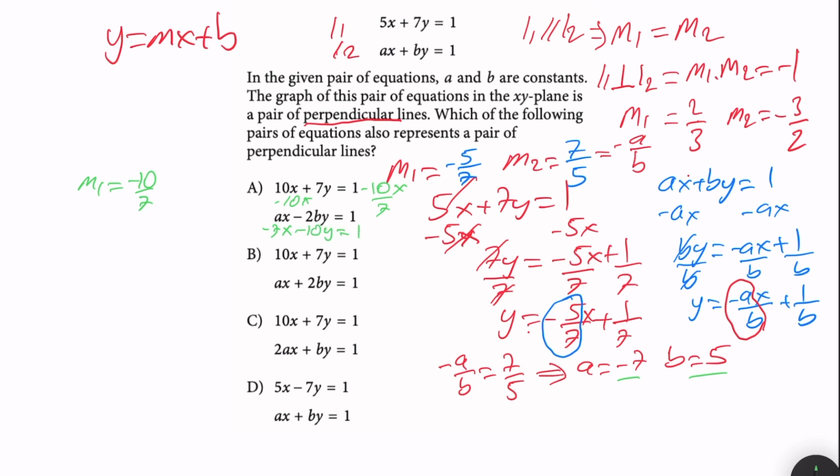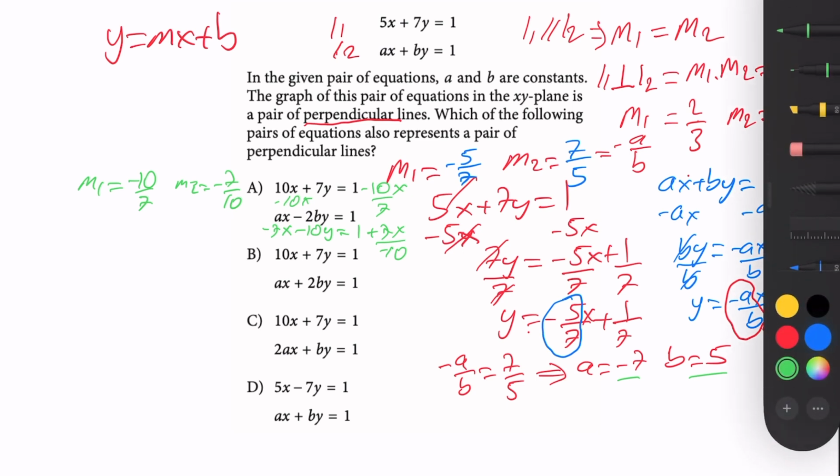To find m2 for choice A, I'm going to substitute -7 for a, so -7x minus 10y is equal to 1. Add 7x to both sides and divide by -10. This will be -7/10. M2 is -7/10. They're both negatives, so it wouldn't work.